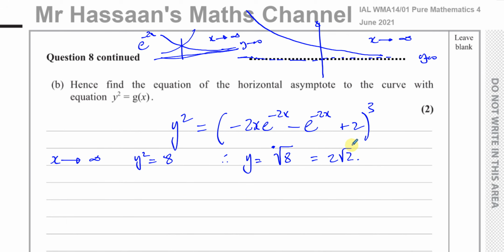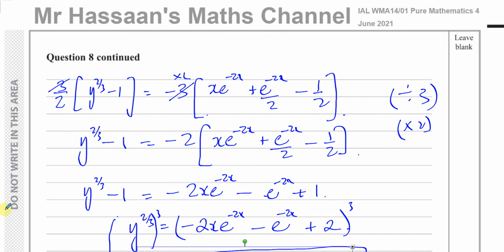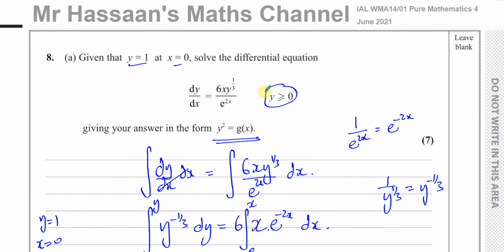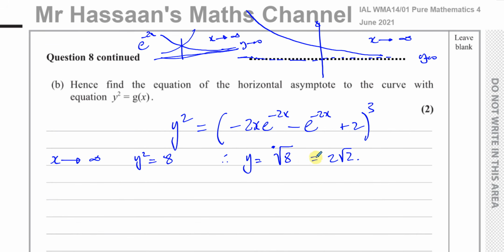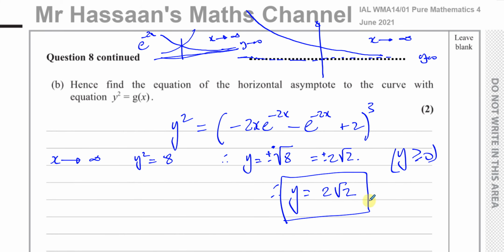Now, they told us in the beginning of the question something. They said y is greater than or equal to 0. So that's why this could be plus or minus the square root of 8, but as y is greater than or equal to 0, then we say y is equal to just 2 root 2. This is the asymptote, because this is the number it approaches as x becomes really, really large, right?